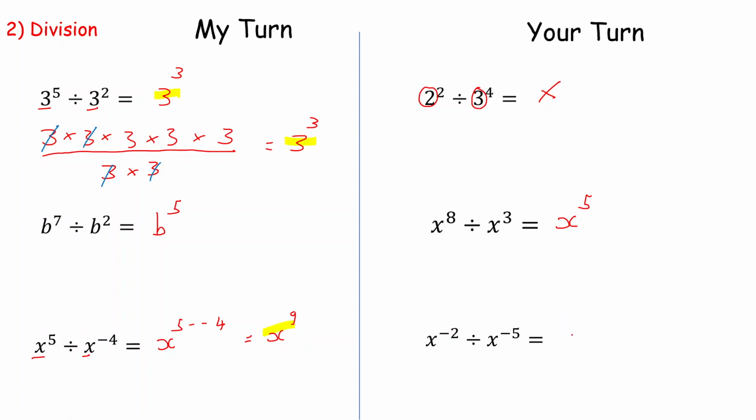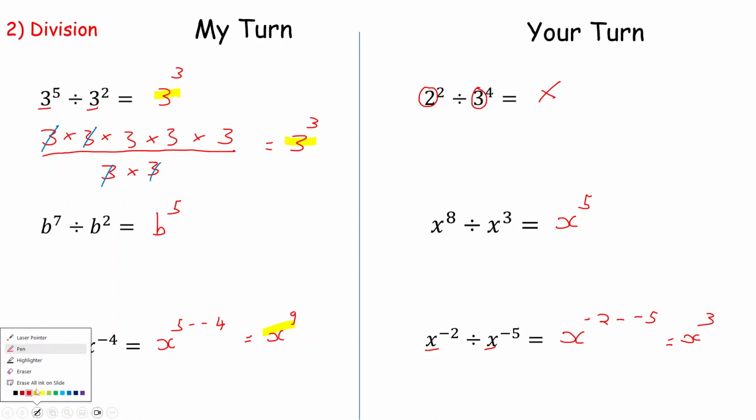The last one, your base number is the same. It is x, which is really, really important, because we've got to check for that. And we're doing negative 2 take away negative 5. So x to the power, well, negative 2 take away negative 5 is negative 2 plus 5. Minus 2 plus 5 is equal to 3. So that is your answer for this one down here. So you've got to be really careful with those base numbers. If they are not the same, you cannot apply your laws of indices.